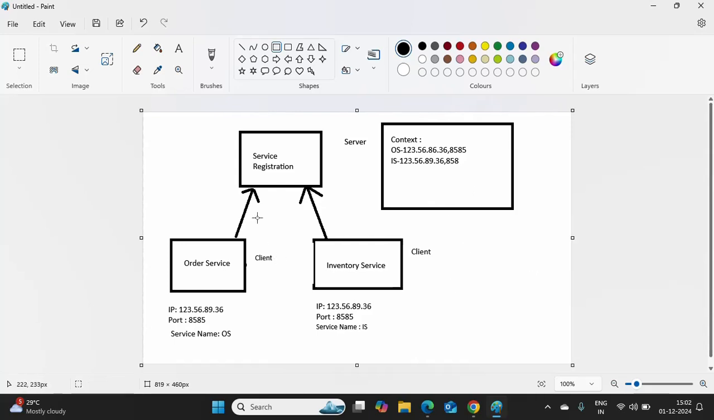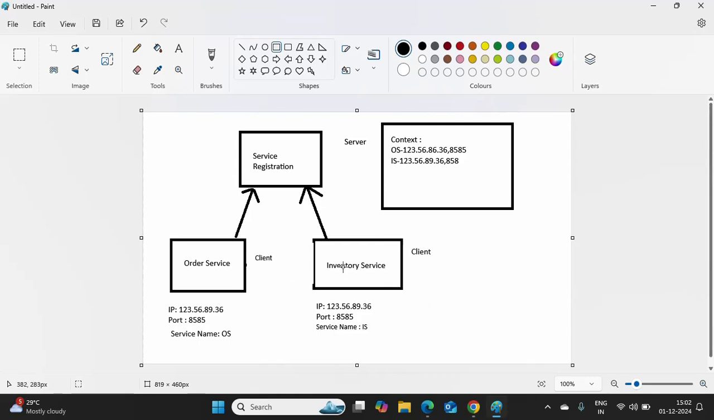Now this is the server, and this is one client, and this is the second client. We have one service registry, which we can call a server, and we have two clients. Whenever these services are running, they are going to store all this metadata information into the service registry. The service registry will store the information in the context.